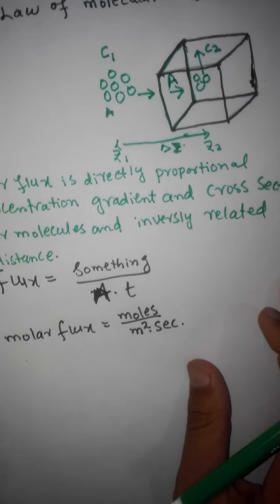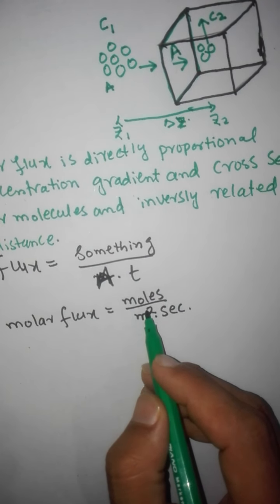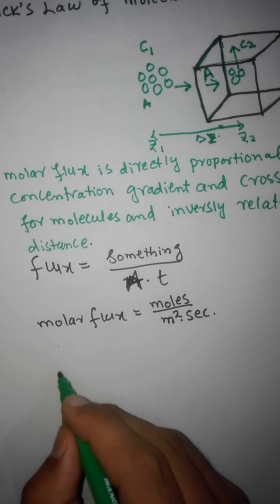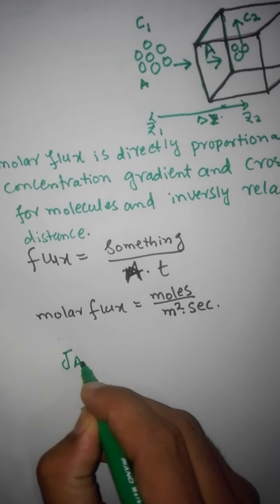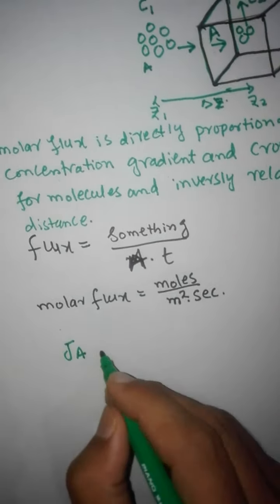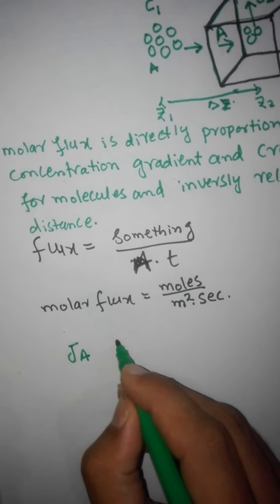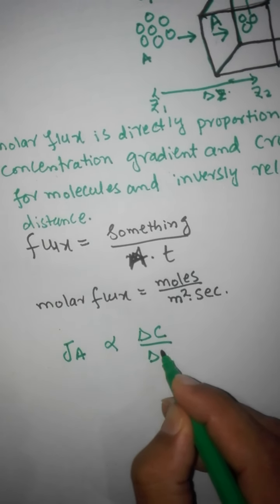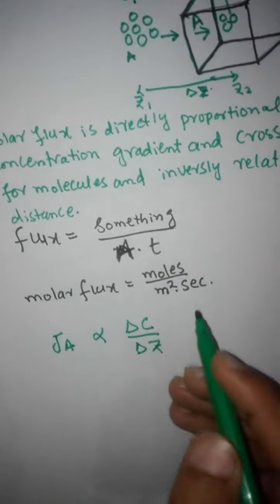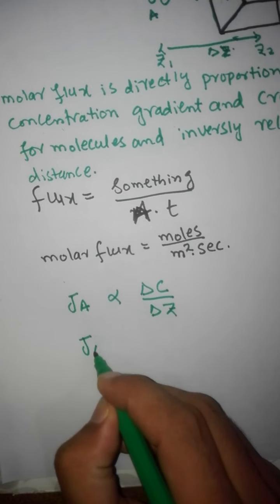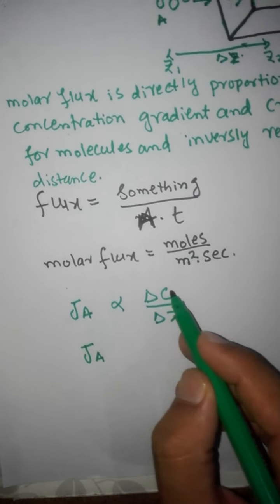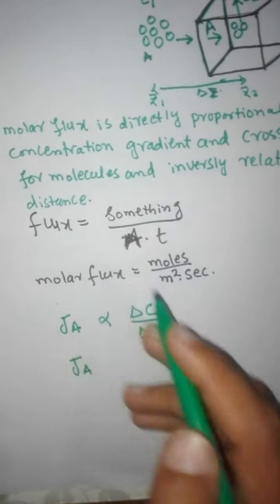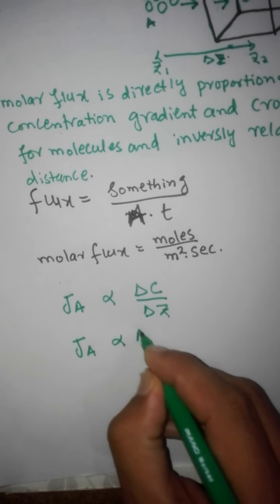So Fick's law states that the molar flux of component A, denoted by JA, is directly proportional to the concentration gradient, which is the change in concentration over delta Z. This is the distance covered by the molecule, and flux is directly proportional to concentration gradient and inversely related to distance. Similarly, flux is directly proportional to the cross-sectional area.